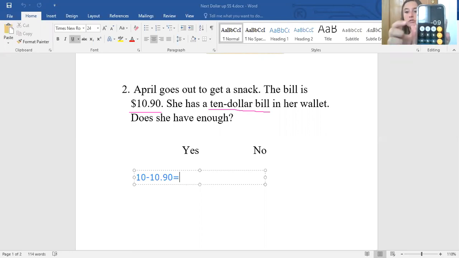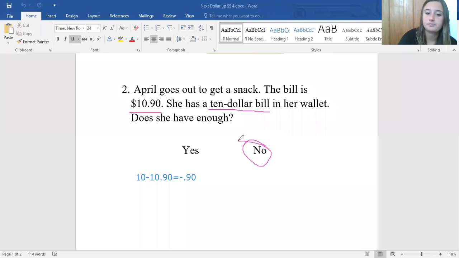See this negative, this little minus that I get as my answer? That means that there's still money owed. That means that the bill's $10.90, you handed them a 10, you still owe them 90 cents. There's this negative, there's this remainder. So that means that April does not have enough to make this purchase.